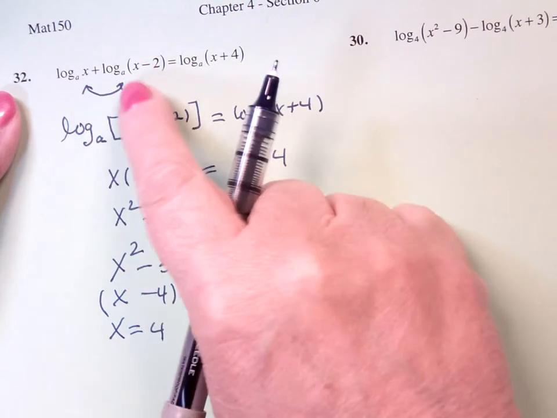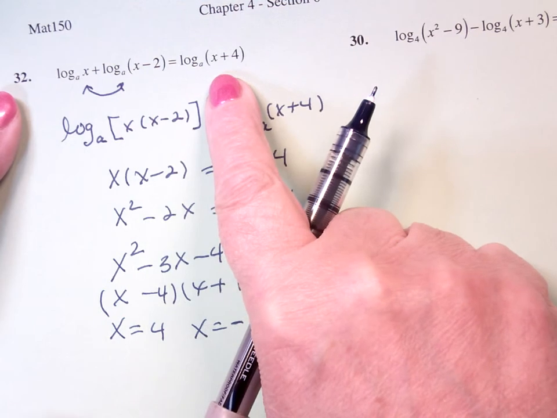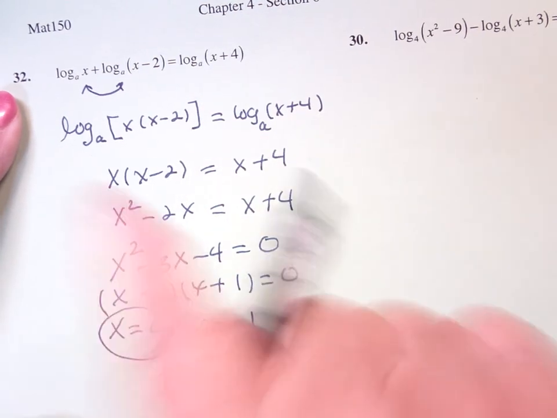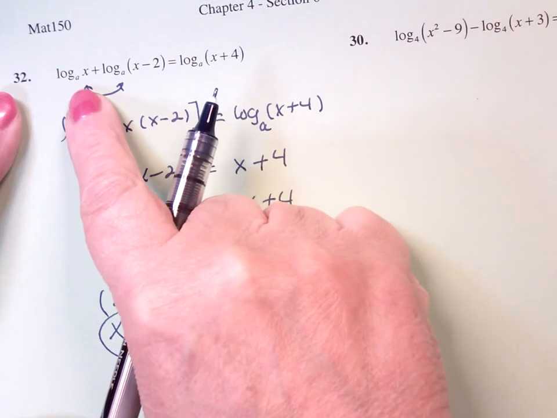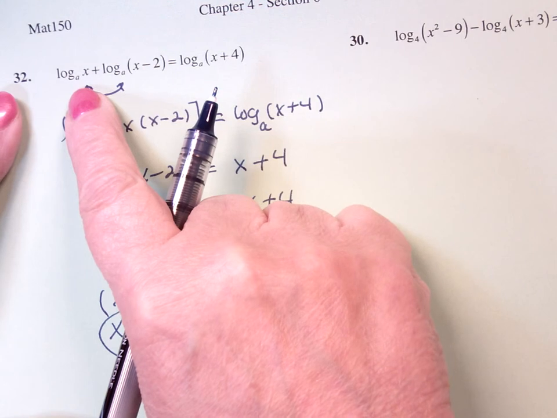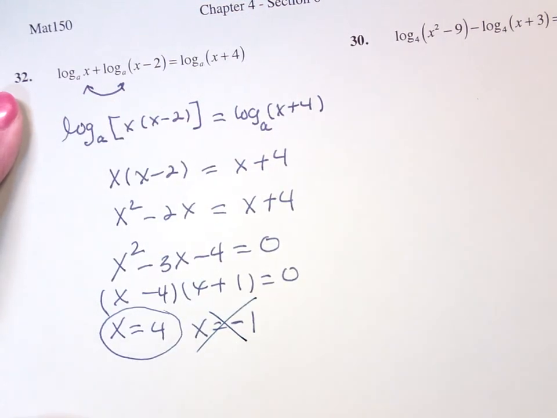That argument would be positive. 4 minus 2 is positive. 4 plus 4 is positive. This guy will work. Put negative 1 in for x. Log base a of negative 1. That makes the argument negative, so at which point this guy goes.